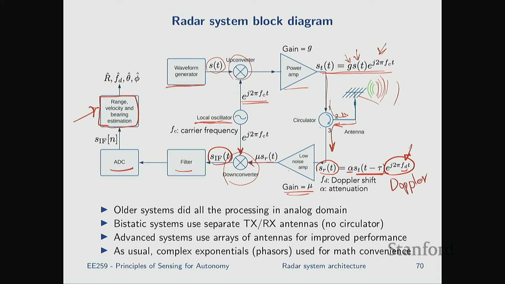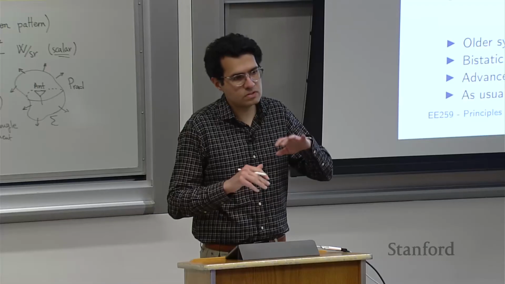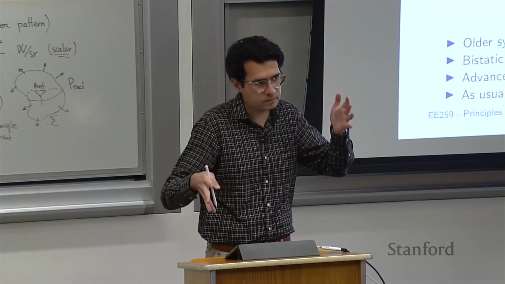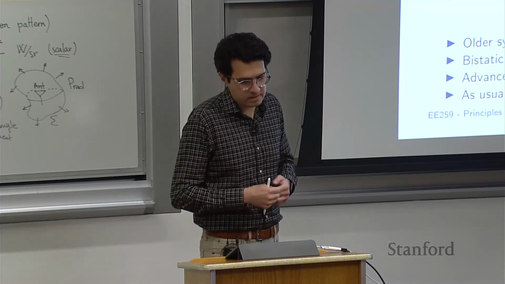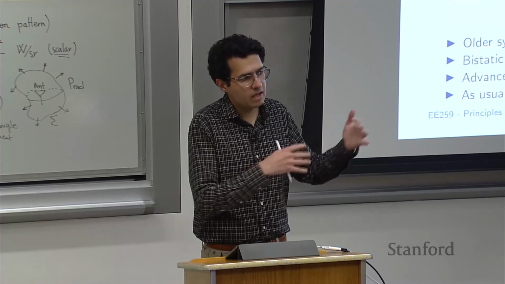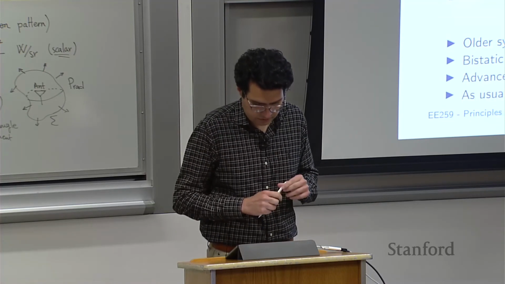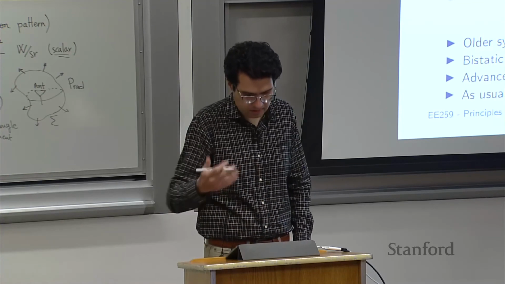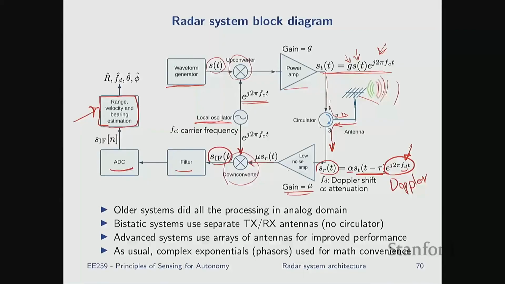There are variations of it across different systems. Some systems don't have a circulator. They use separate transmit and receive antennas. Some systems, as we'll see, use multiple transmit and multiple receive antennas. Some, like older ones, don't use ADCs. They have analog circuitry for doing ranging and so on. But this generally captures the essence of what a radar system block diagram should look like.